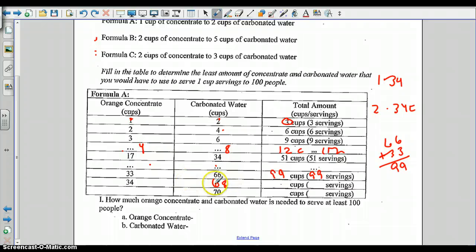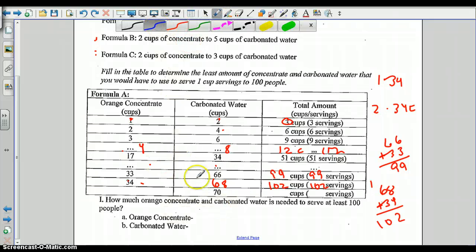34 plus 68 would be... and so what I'm doing is I'm adding these two together to get the total cups, because there's 68 cups here, 34 cups here. That's what's going to go here. That's 102. So that makes 102 cups, which would be 102 servings. I'm going to switch colors just so I have something that stands out.